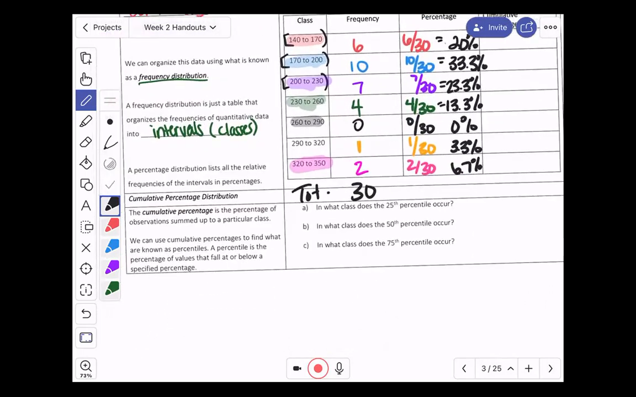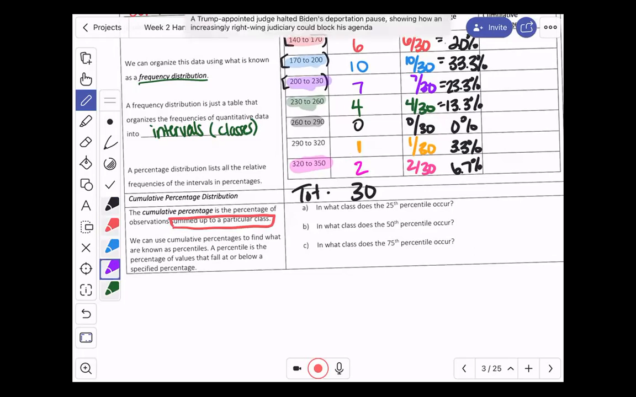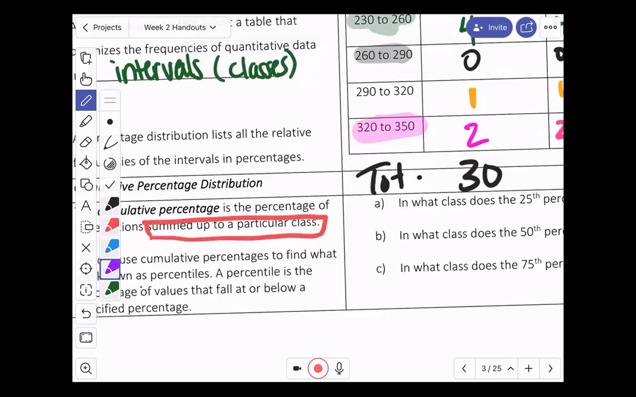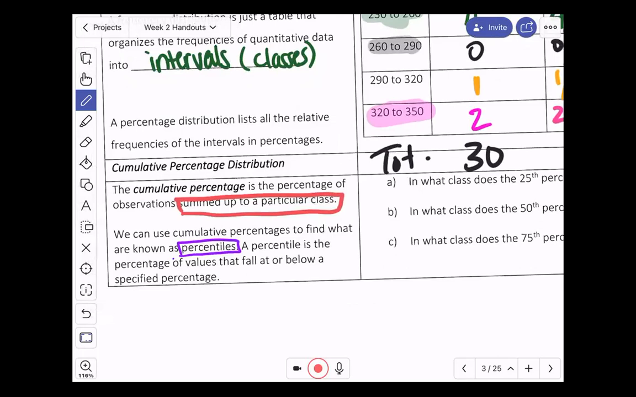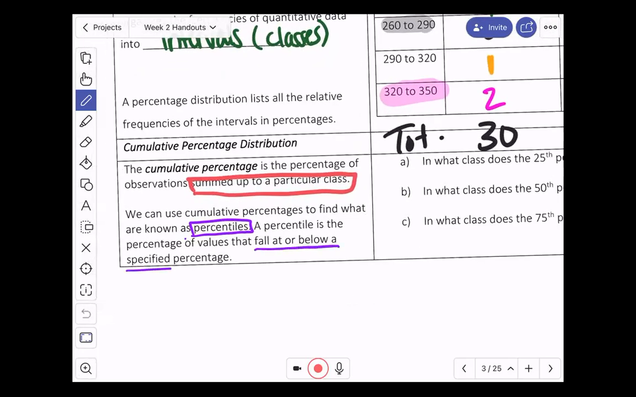Let's look at the last one then: the cumulative percentage distribution. The cumulative percentage is the percentage of observations that are summed up to a particular class. So you're going to sum these up to a particular class. And we can use the cumulative percentage to find what are known as percentiles. A percentile is the percentage of values that fall at or below a specified percentage.